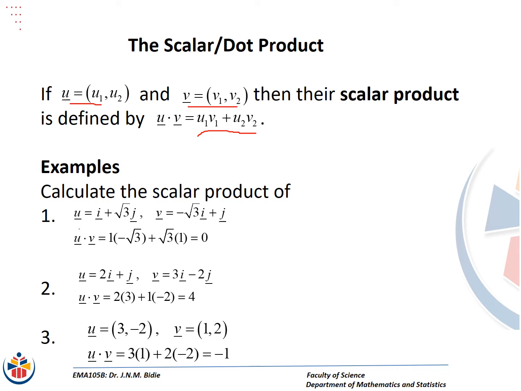We've been given u to be i plus root 3 j, and v is negative root 3 i plus j. To get the dot product, you multiply the corresponding x components. So it's 1 times negative square root of 3, plus the y component, square root of 3 times 1. And then you add and you get 0. Then we go to number 2. We have been given u to be 2i plus j and v is 3i minus 2j. Once again, multiply the corresponding components, so it's 2 times 3 plus 1 times negative 2. Same as number 3.